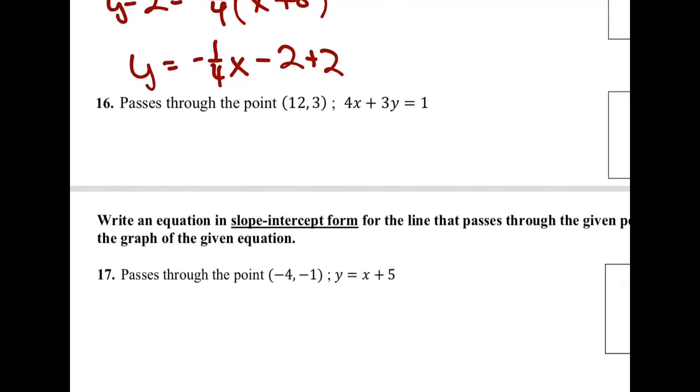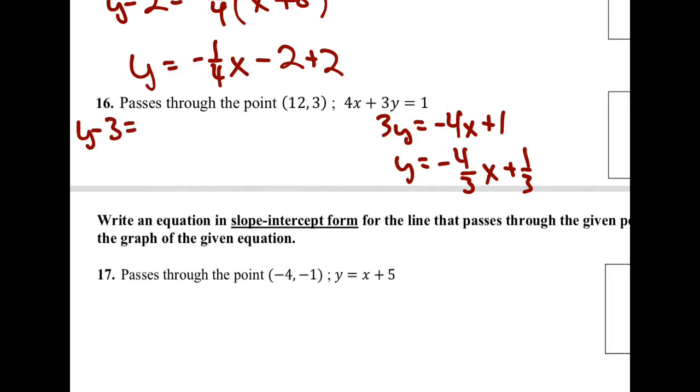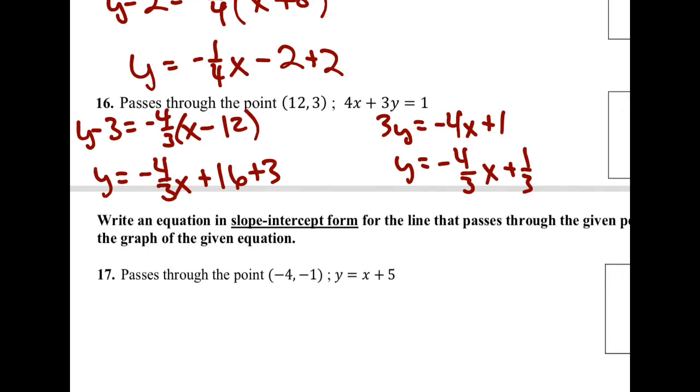Okay. Number 16, you don't see the slope, and so we have to solve that equation for y, slope-intercept form, so that we can see what the slope is. Dividing both sides by 3. So our slope is negative 4/3, and parallel means use the same slope. So here we go. Y minus y equals slope x minus x. Alright, a little distribution. And then add 3 to both sides. And so that would be your final answer there, negative 4/3 x plus 19.